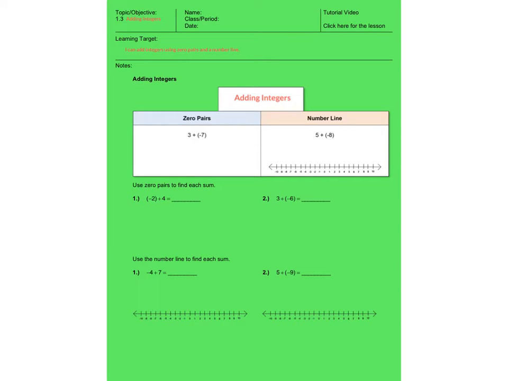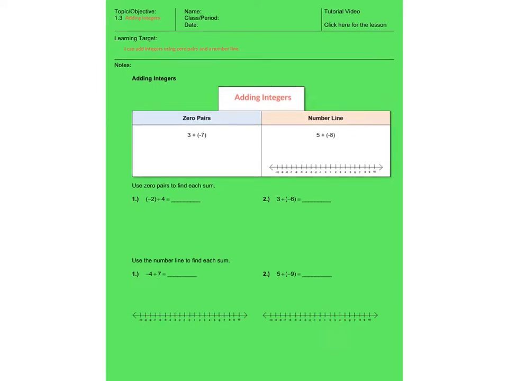Okay, here is lesson 1.3. It is on adding integers, and our learning target is that we can add integers using zero pairs in a number line. So let's first talk about zero pairs, and then I'll show you how to do the number line.